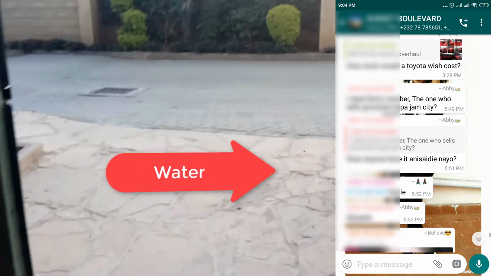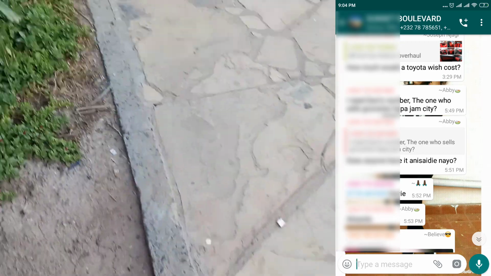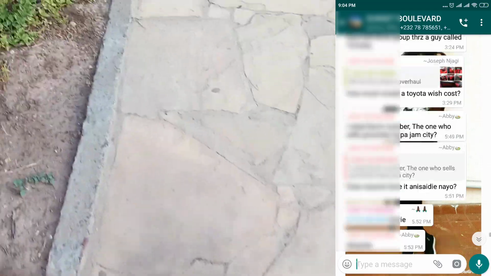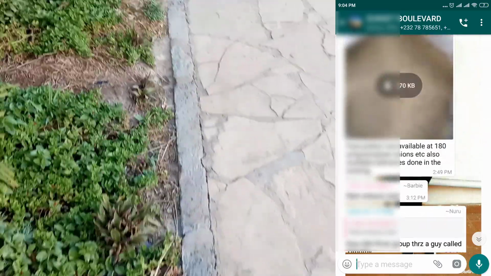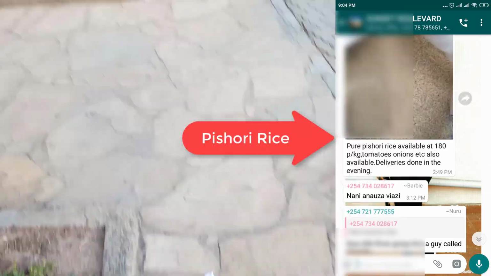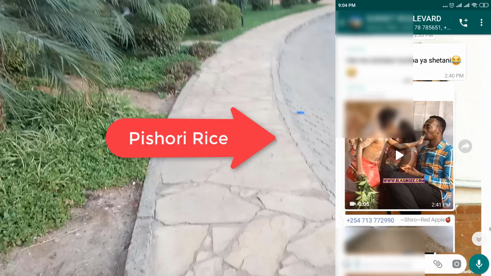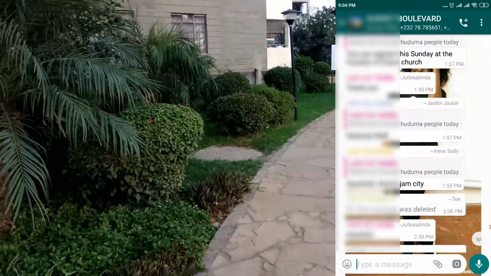So for example, here you can see there's somebody who wants water. And again, please note two things. There are those people who come to the group looking for other people that offer certain services. You have this upcoming one, I think it's a guy selling pishori rice and is looking for customers, and this list goes on and on and on.